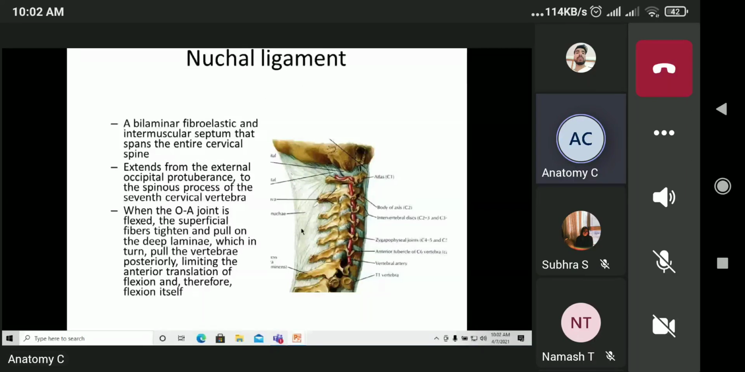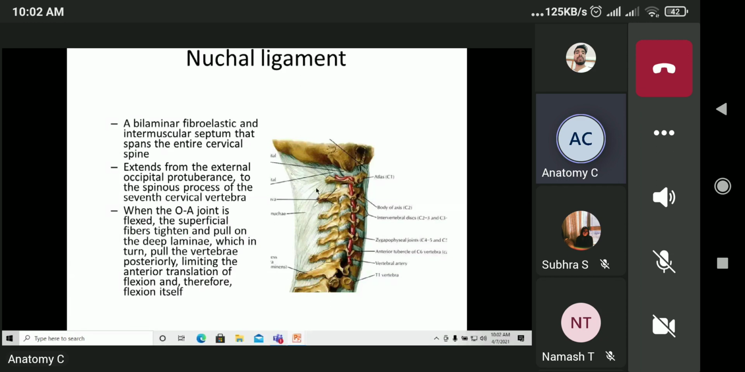Now this is the ligamentum nuchae. You have heard about this. The ligamentum nuchae is a bilaminar, fibrous, elastic, intermuscular septum that spans the entire cervical spine. So it extends from here to here.